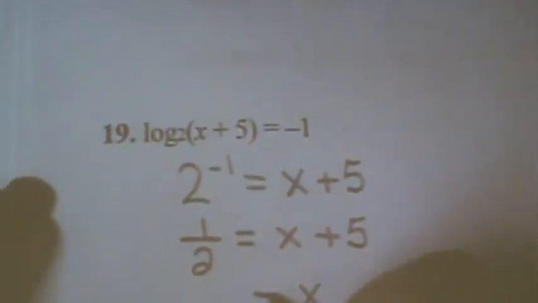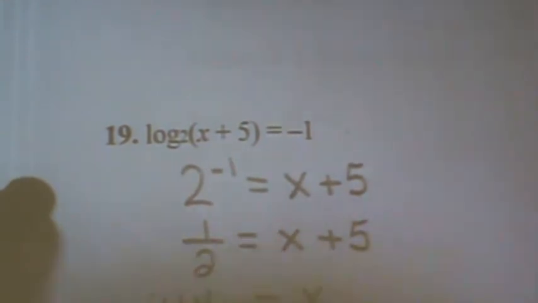What did we do yesterday? Put it into exponential form. So how would you write 19 in exponential form? 2 to the negative 1 power equals x plus 5. What is 2 to the negative 1 power? It's 1/2. Subtract 5, and you get negative 4.5 is your answer. And it works, it's okay.